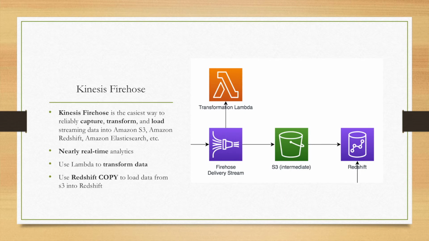Firehose is Kinesis Firehose. It's the easiest way to reliably capture, transform, and load streaming data into Amazon S3, Amazon Redshift, and Elasticsearch, etc. Firehose provides nearly real-time analytics. And if your data cannot be loaded into Redshift directly, you can use Lambda to transform the data format. Firehose will first store the data in S3 and then use the Redshift COPY command to load the data from S3 into Redshift.